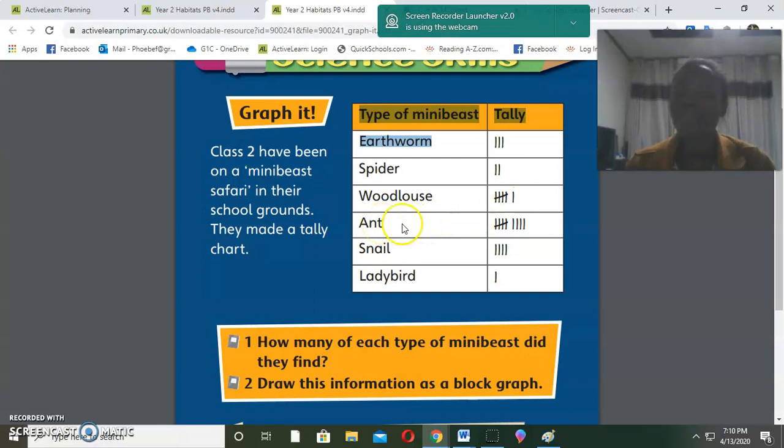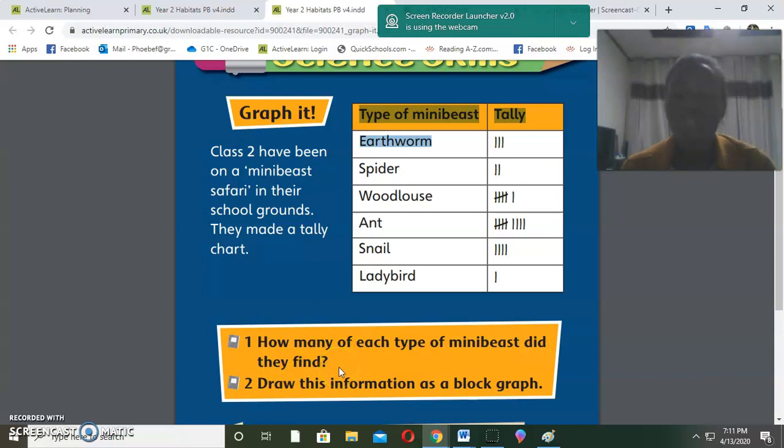Then ants, they went out and they found, let's count. So this one is 5. Then we continue 6, 7, 8, 9. And then they found the snails. So let's count. 1, 2, 3, 4. They found 4 snails. And the last one they found was a ladybird, which was only 1. So how many of each type of mini beast did they find?